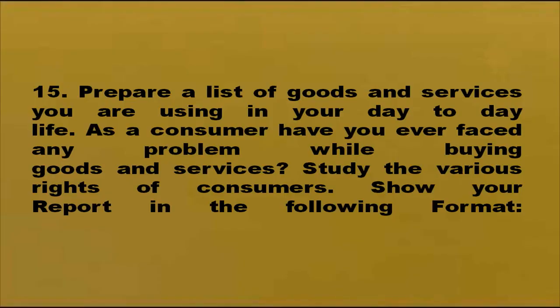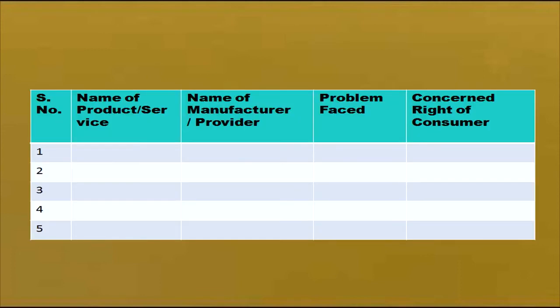Prepare a list of goods and services you are using in your day-to-day life. As a consumer, have you ever faced any problem while buying goods and services? Study the various rights of consumers and show your report in the following format. As rights of consumer, I would like to say right to safety, right to be informed, right to choose, etc. are the rights of consumer. The report is given in this format: serial number, name of product or service, name of the manufacturer, problem faced, and rights of the consumer.